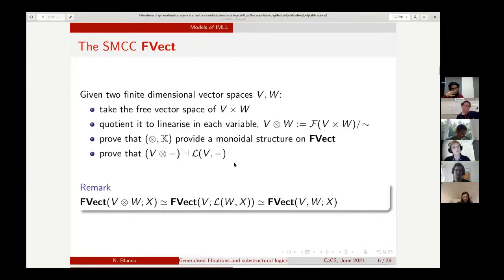And in particular, using this last point, we can prove that any linear map from V tensor W into X is the same thing as a map from V into linear maps from W into X, which is the same thing as a bilinear map from V, W into X. And so we get a correspondence between a linear map out of the tensor product and a bilinear map out of V, W.